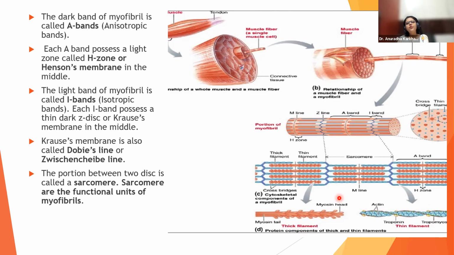Right? The portion between the two Z discs is called the sarcomere. Sarcomeres are the functional units of muscle fibrils. I have already explained this, but I just went with the recap.